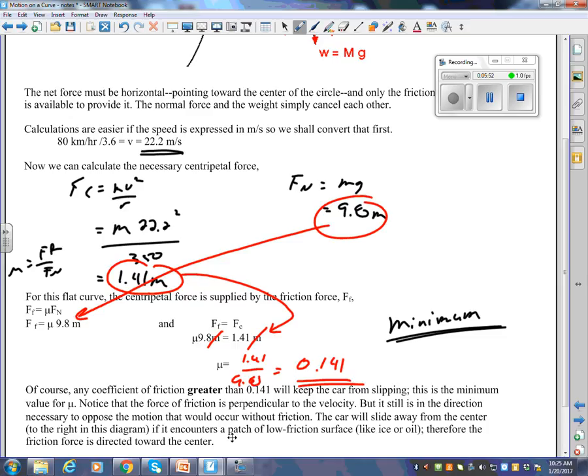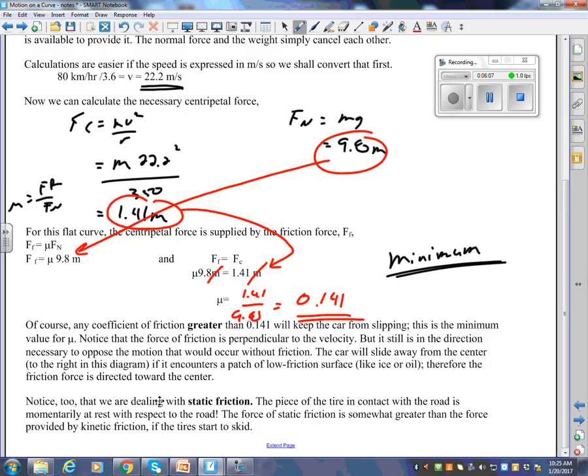Notice that the force of friction is perpendicular to the velocity, but is still in the direction necessary to oppose the motion that would occur without friction. The car will slide away from the center to the right in this diagram if it encounters a patch of low friction like ice or oil, like Carter says. Therefore, the friction force is directed toward the center.